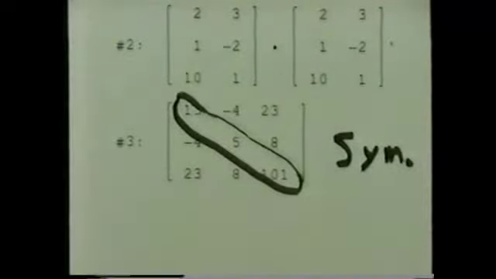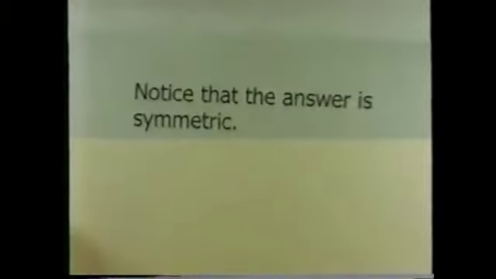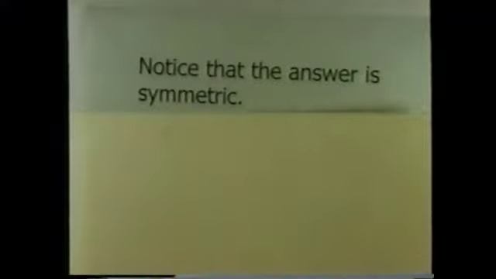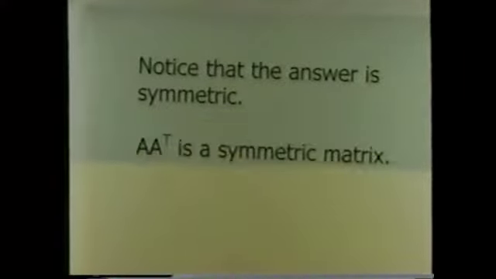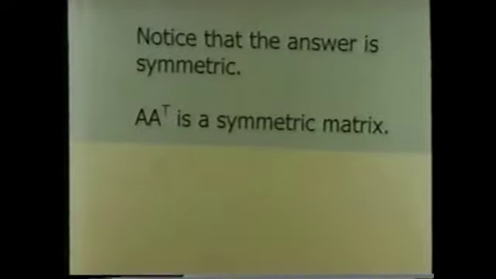You may wonder, is that always true? Well, of course, an example never proves anything, but we might think that it would always be true. But we did notice that the answer was symmetric. So the answer to that problem, at least, is symmetric. We might think it's always true. Can we prove that A times A transpose is a symmetric matrix?